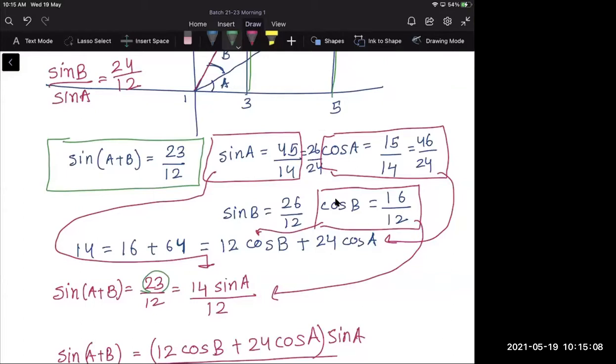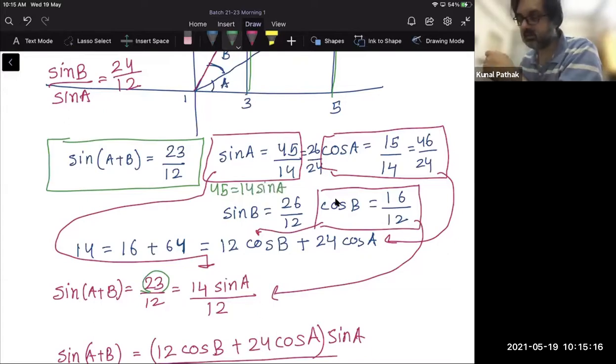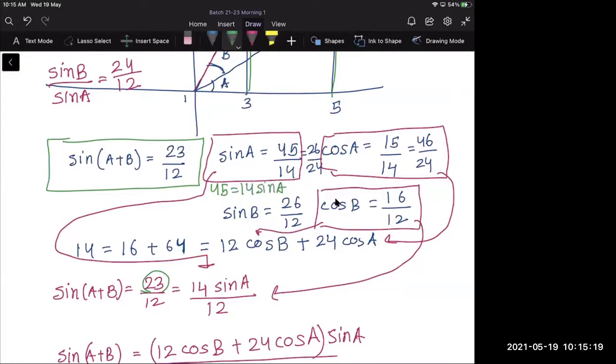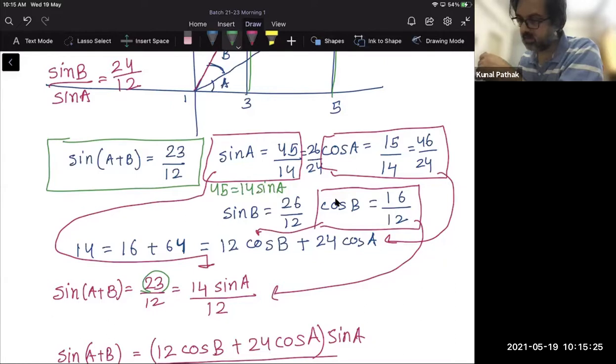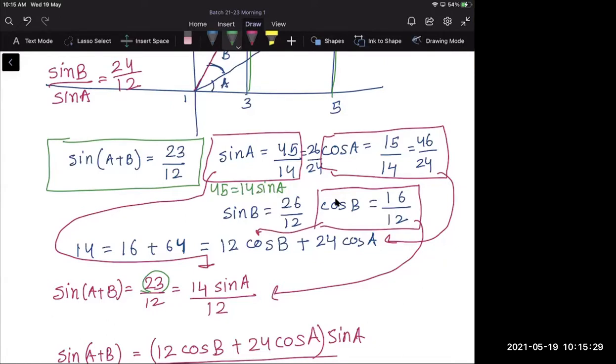Yes, sir, but sir, then we are assuming the answer and then we are getting the proof from it. Yeah, we are assuming what? No, I have assumed nothing. You have assumed 14 sine A by 12. नहीं नहीं, मैंने कुछ अस्यूम नहीं किया. सर, यू हैव रिटन 14 साइन ए बाय 12, कैसे?